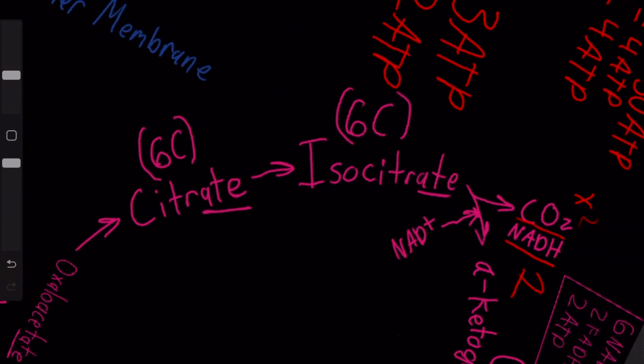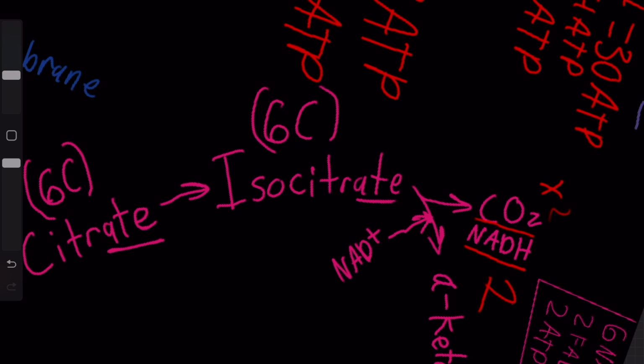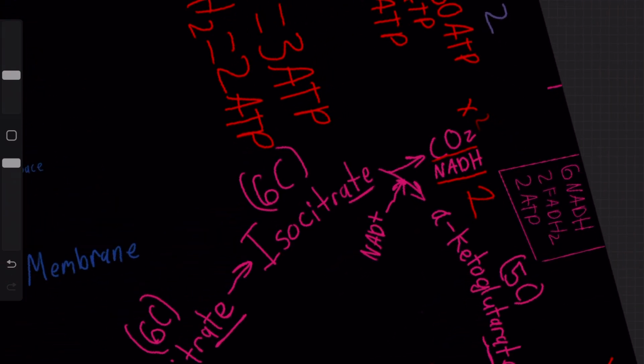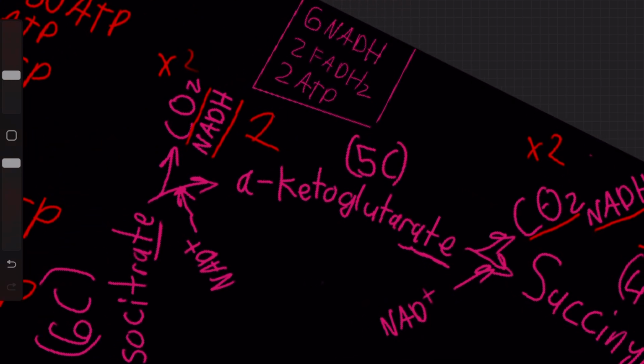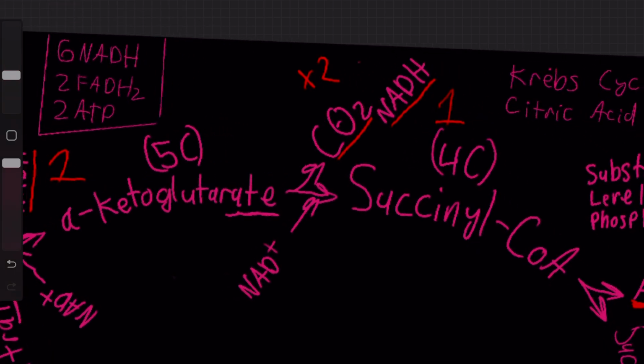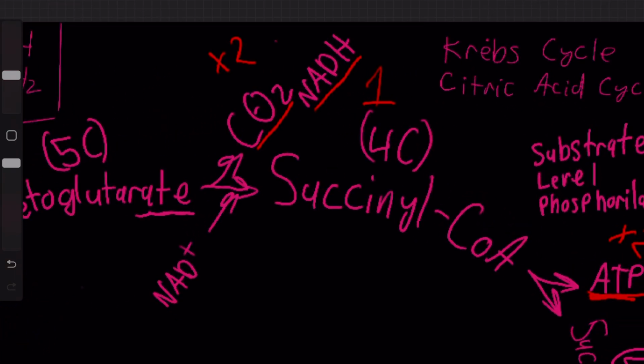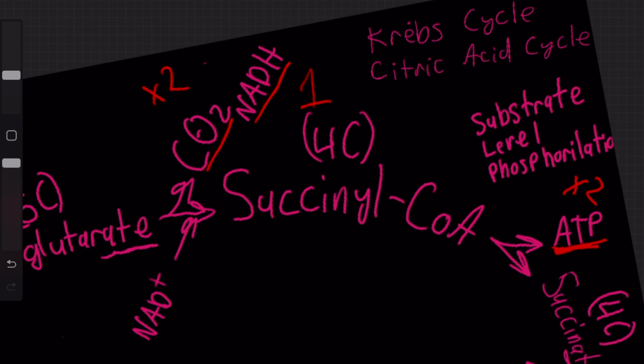From citrate, we'll go to isocitrate, which is another 6-carbon, and doesn't do anything. From isocitrate, we'll go to alpha-ketoglutarate, which is a 5-carbon, which means it lost a carbon dioxide, and it gained an NADH. From alpha-ketoglutarate to succinyl CoA, we lose another carbon, so we have a 4-carbon molecule now. It lost a carbon dioxide and gained an NADH.